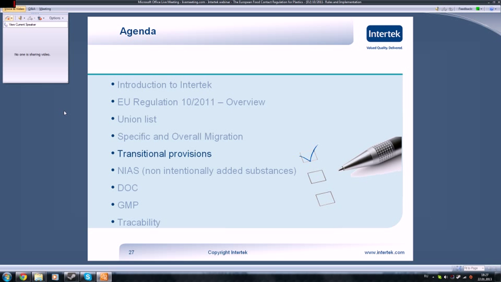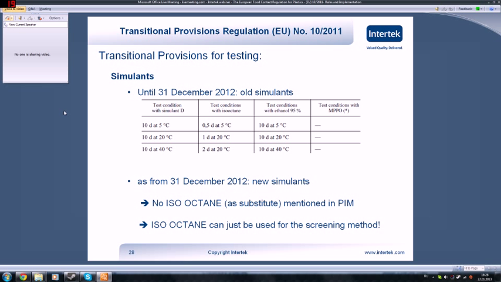So let's come to a very interesting point, which has come more into discussion since now we have the year 2013, because the old testing parameters were valid until end of 2012. And the next transitional period is between 2013 and 2015. What is very interesting and very important, and I think that's the main point of discussion, is until 31st December of 2012, old simulants could be used.